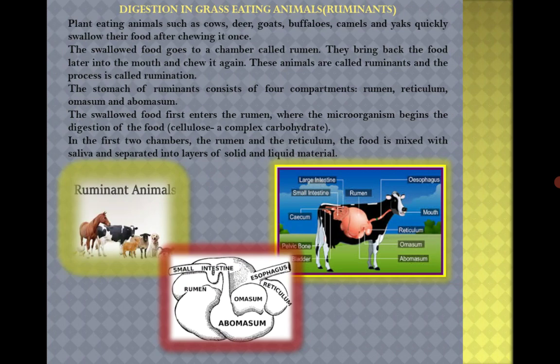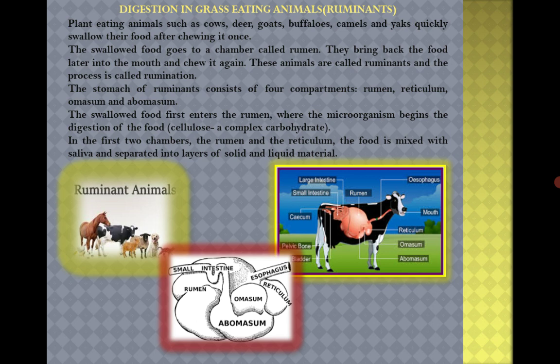Digestion in grass eating animals. Plant eating animals such as cows, deer, goats, buffalo, camels, and yaks quickly swallow their food after chewing it once. The swallowed food goes into a chamber called the rumen. They bring back the food later into the mouth and chew it. These animals are called ruminants. And this process is known as rumination.